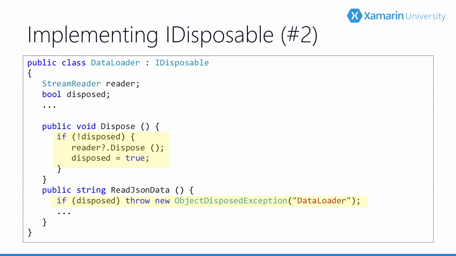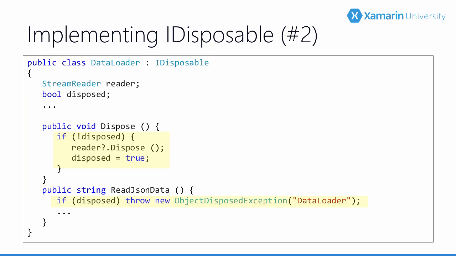Notice that I'm making sure that it doesn't throw an exception if it's null. If we didn't actually get to the point where we allocated the StreamReader, in other words, whatever method does the allocation maybe wasn't ever called, but we still dispose this, I want to make sure if it's null that we don't throw a null reference exception. And so we're using the null operator there to make sure that doesn't happen. We're calling Dispose on the reader, and then we're setting our disposed flag to true. Then notice in our ReadJsonData, if the disposed flag is true, we throw a new ObjectDisposedException.